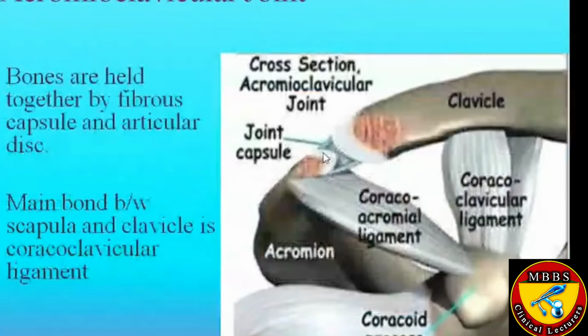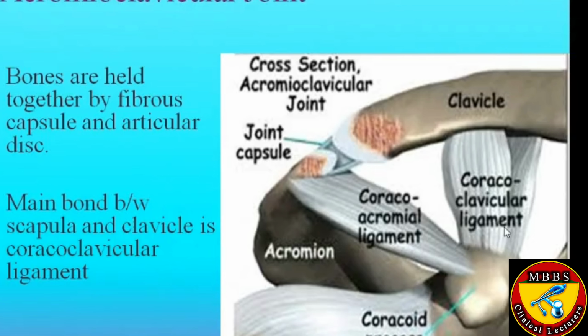Now, if you look at this acromioclavicular joint, it is also held together by a capsule, the joint capsule or the fibrous capsule, and there is an articular disc. But in the acromioclavicular joint, the main bond of articulation is not the articular disc. The main bond between the scapula and the clavicle is a ligament which we call the coracoclavicular ligament. So if we recall the first joint which we discussed, the sternoclavicular joint, in that the articular disc was the main bond of union, but in the acromioclavicular joint the coracoclavicular ligament is the main bond of union.